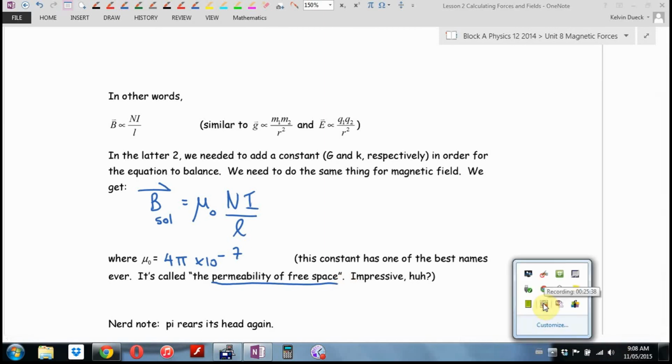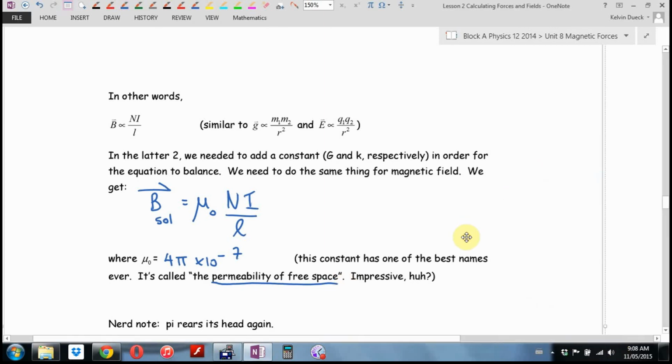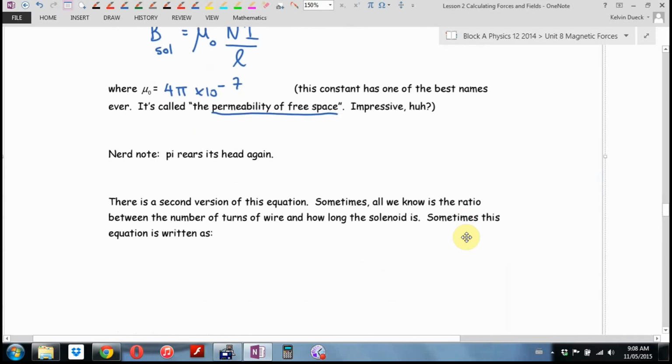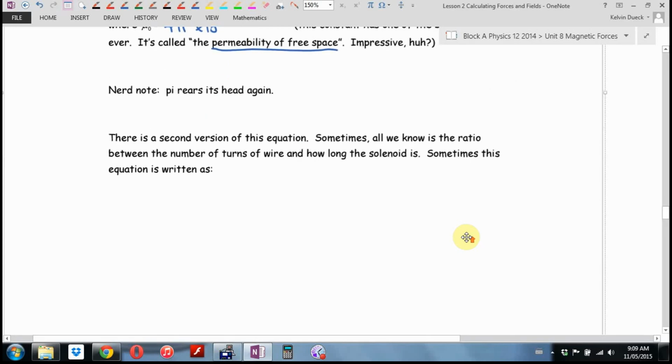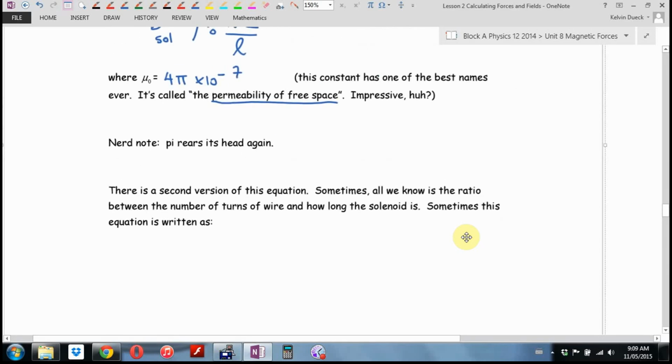Put your pencils down, look up. There's a second version of this equation on your formula sheet. Sometimes, instead of knowing the total number of turns of wire around the solenoid and how long the solenoid is, they give it to you as a ratio. They just tell you how many turns per meter.